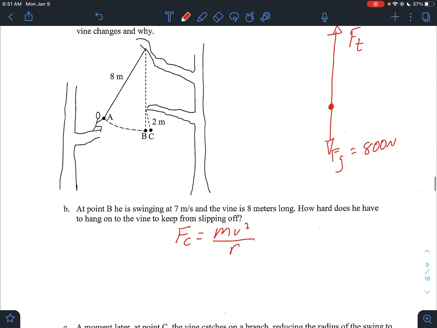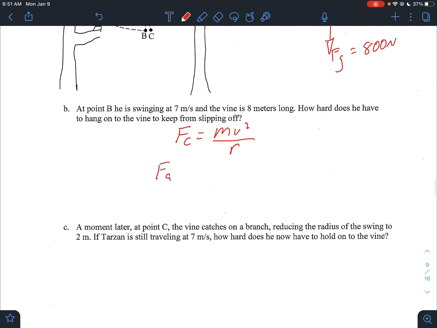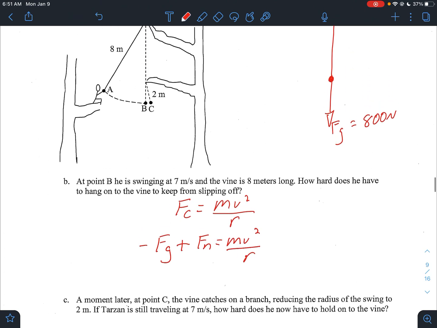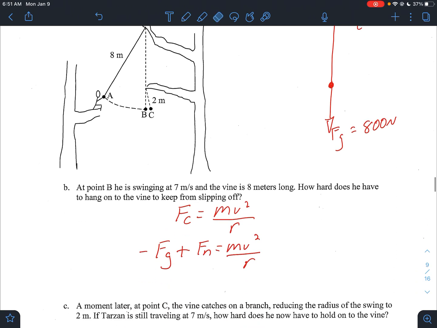So we have our circular motion equation, where the forces involved here are gravity, which I'm going to call down, or outside of my circle, and tension going inward, or up, positive. So I know Fg. I'm going to solve for Fn. Oh, I called it Fn. It's Ft. This would be the grip strength that Tarzan or the person would have to use.